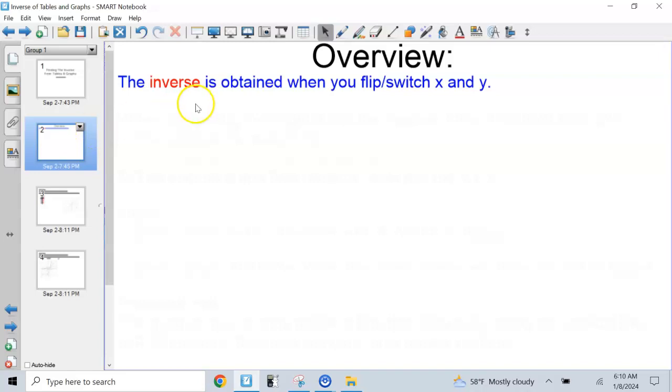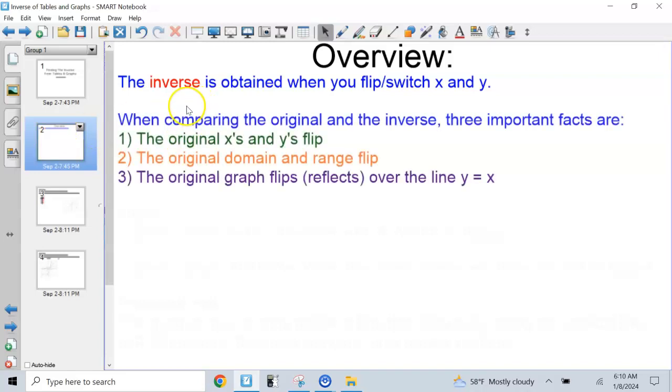So, the inverse is obtained when you flip or switch the x and y. When comparing the original and the inverse, 3 important facts to know are that 1. The original x and y's flip. 2. The original domain and range flips. 3. The original graph flips or reflects over the diagonal line y equals x.